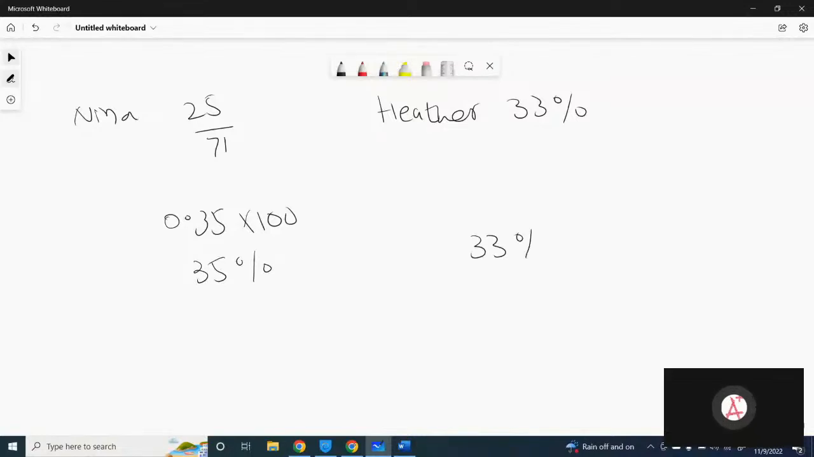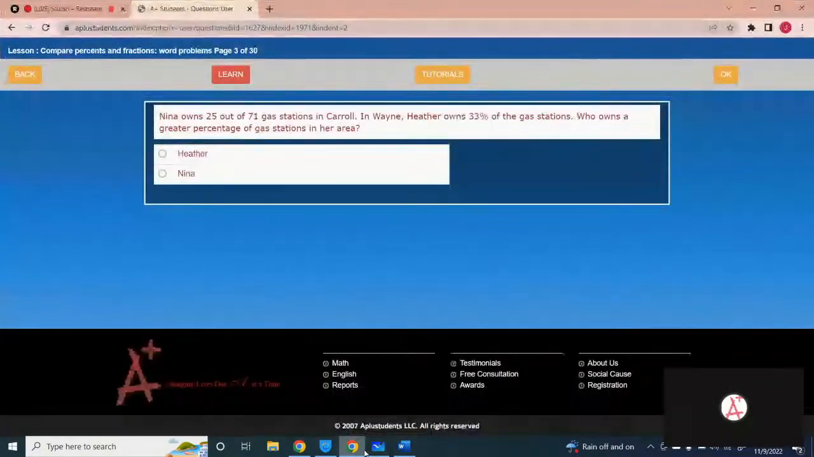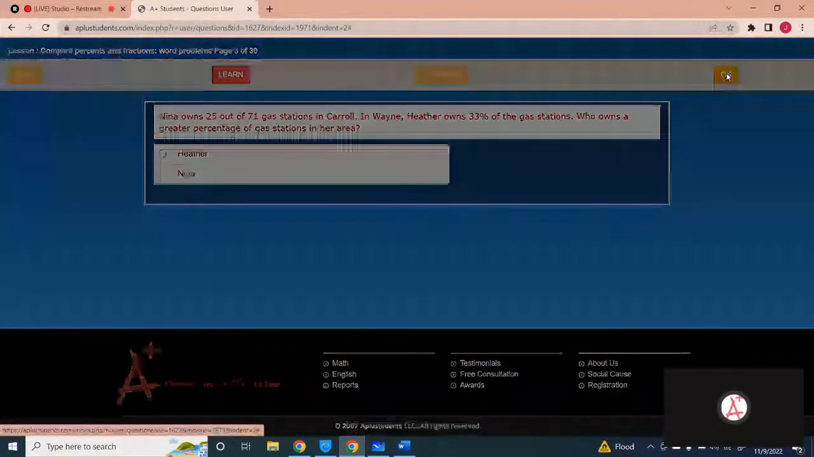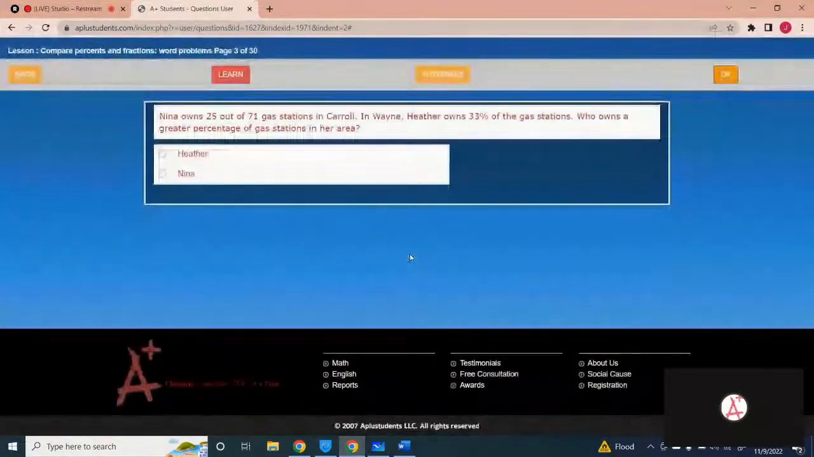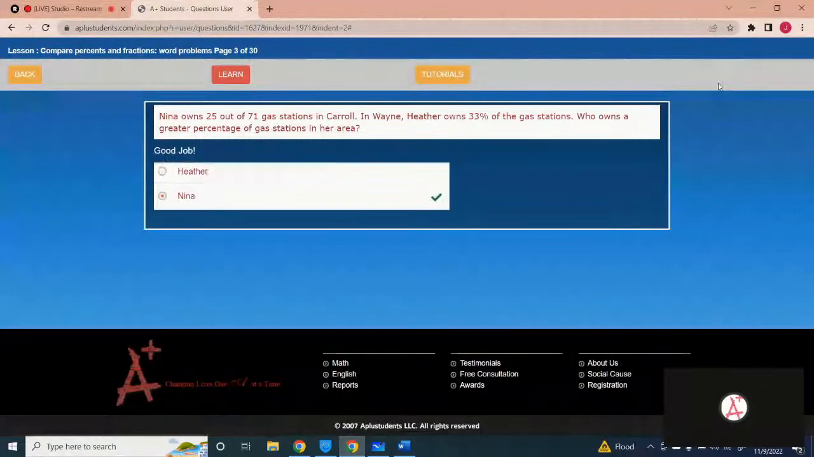So who has a greater value? Nina has. Got it? That means Nina has the greater percentage in her area. Got it? So the correct option is Nina. Just select the correct option and click on the... Sorry, I haven't selected the option. Okay, Nina is the correct option and click on the OK button.